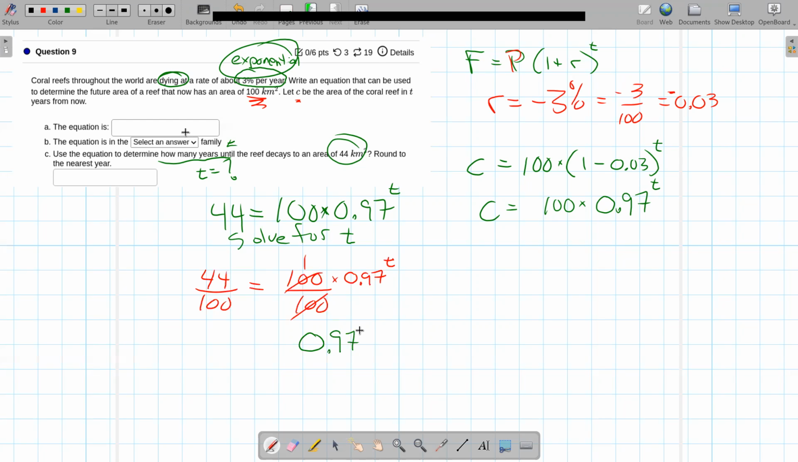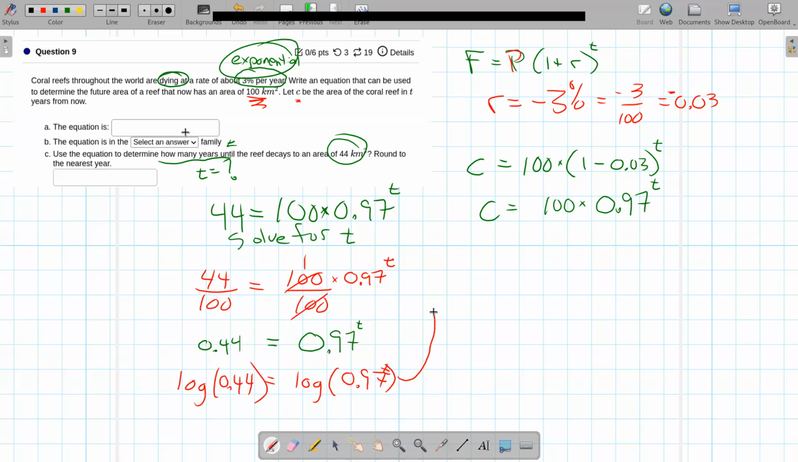97 hundredths, that 97% we keep of the reef each year. And then 44 over 100, that works out nice. That's just 0.44. If that were like 44 over 97, I would leave it as 44 over 97. So avoid rounding to the end if you can. Once we've isolated the base to the power, we use logarithm. So now we have the log of 0.97 to the T equals the log of 0.44.